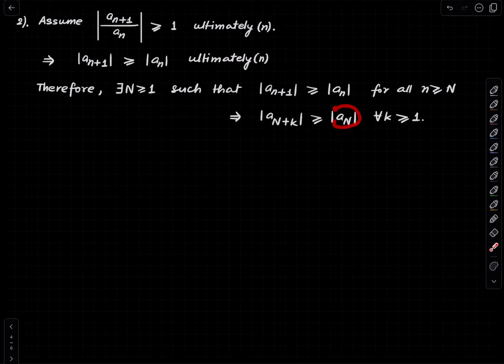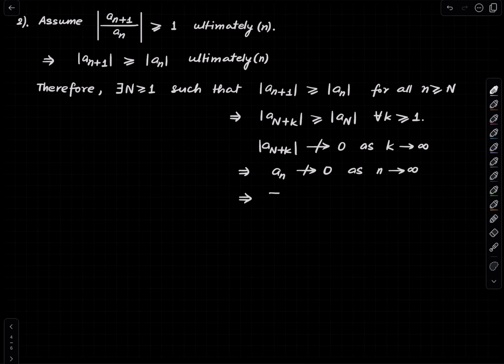And now, since this is a non-zero real number by hypothesis, what we see is that this sequence cannot converge. This does not converge to 0 as k approaches infinity, which implies this does not converge to 0 as n approaches infinity, which implies this series is divergent. Because as we know, for any convergent series, the individual terms converge to 0. And that's it. So that proves our ratio test.